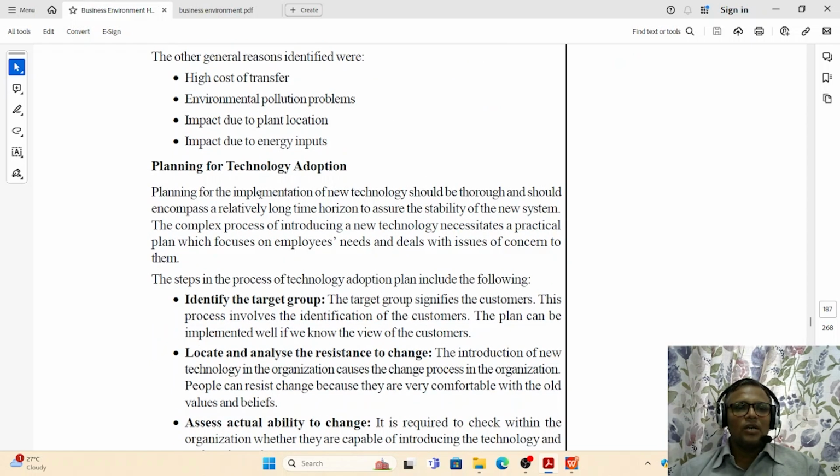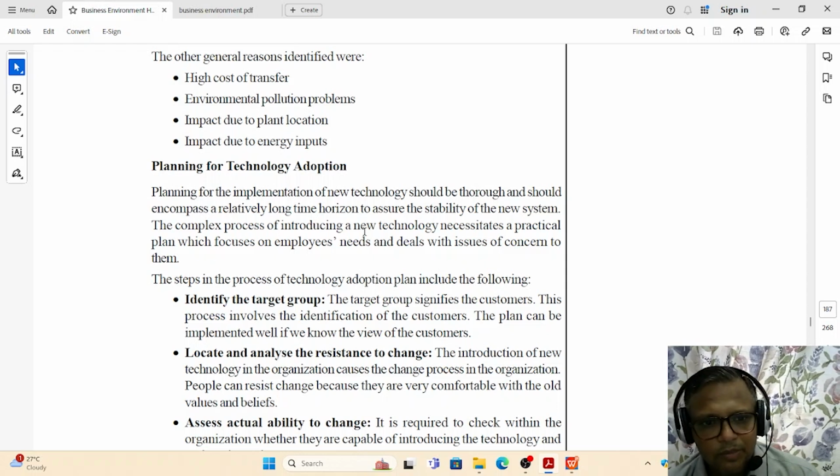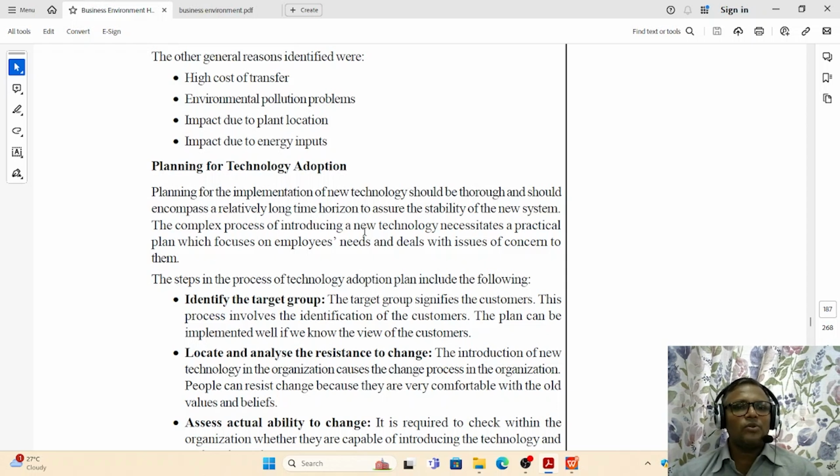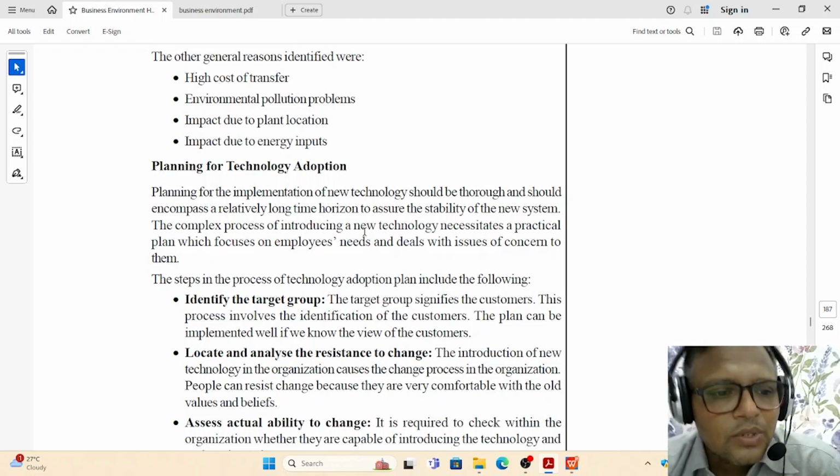Now, what is the planning for technology adoption? The planning for the implementation of the new technology should be thorough and should encompass a relatively long-term horizon to assure the stability of the new system. The complex process of introducing a new technology necessitates a practical plan which focuses on the employees' needs and deals with the issues of concern to them.